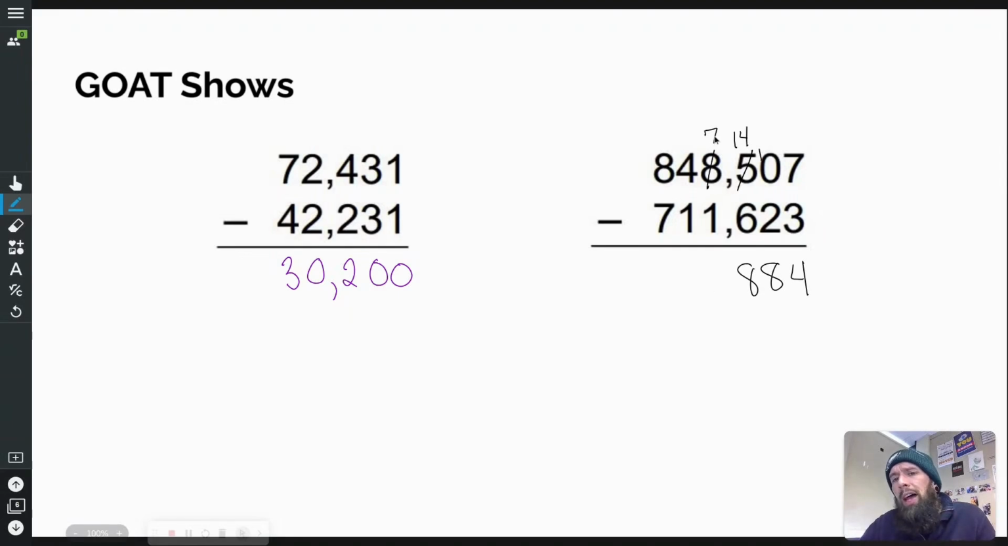Move to the next one, thousands. 7 minus 1, 6, no borrowing. 4 minus 1, 3, no borrowing. 8 minus 7 is 1. So we have 1, 2, 3. 136,884. And if you don't do this and make the hand motions, it doesn't count.